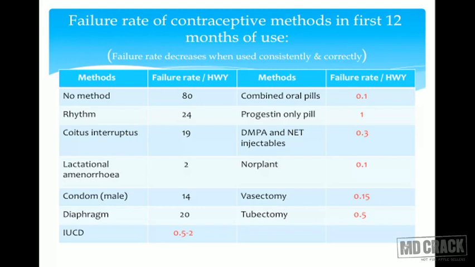Intrauterine copper-T device has a very low failure rate of around 0.5 to 2. Combined oral pills, lowest. The efficacy is very high, 0.1. Progestin-only pill, 1. This is the contraception of choice in lactational amenorrhea. DMPA and NET, 0.3. Norplant, 0.1. Vasectomy 0.15 and tubectomy 0.5. So let's now see all these methods.